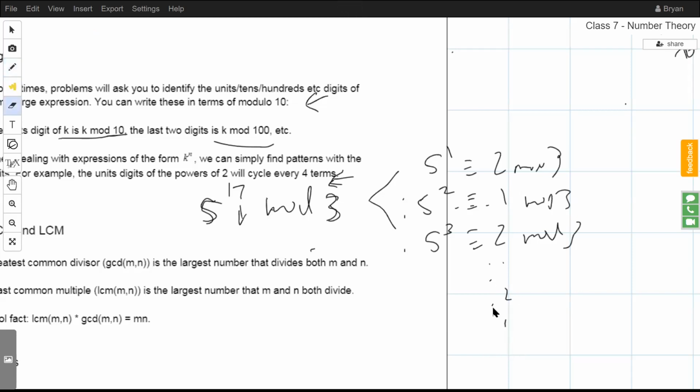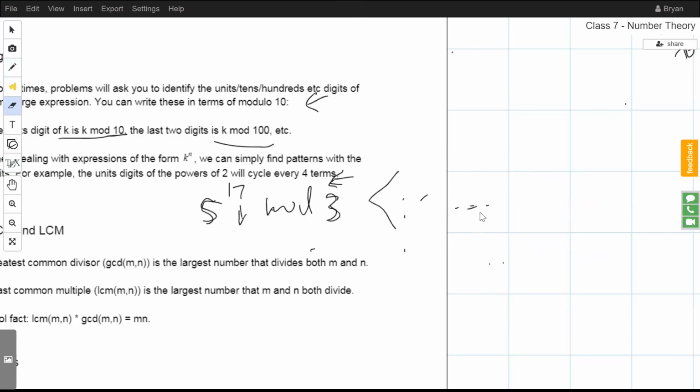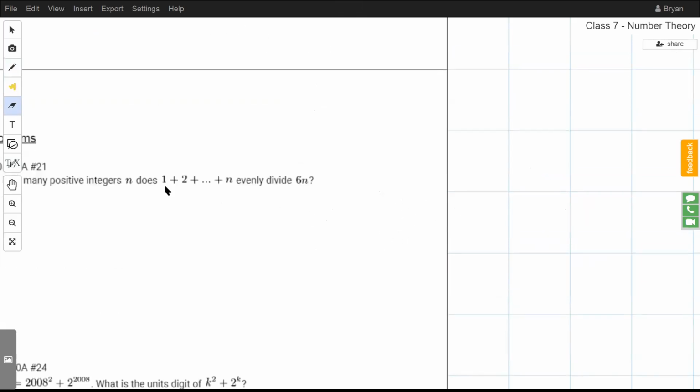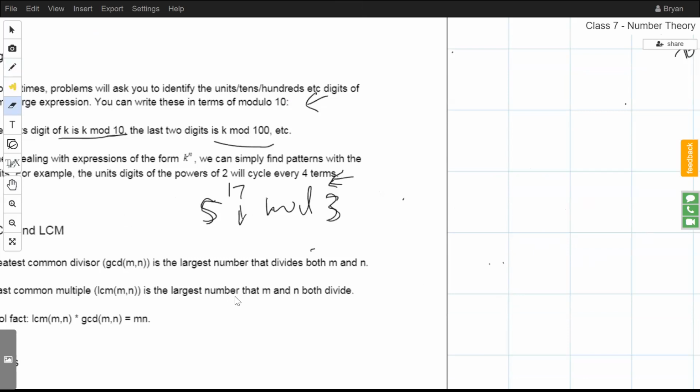And basically, these are just examples of what I'm trying to say. When we're dealing with large exponents, just list out what it is for smaller exponents and look for a pattern depending on what the exponent's value is. And you'll see this later in the problems, so don't worry about it too much.